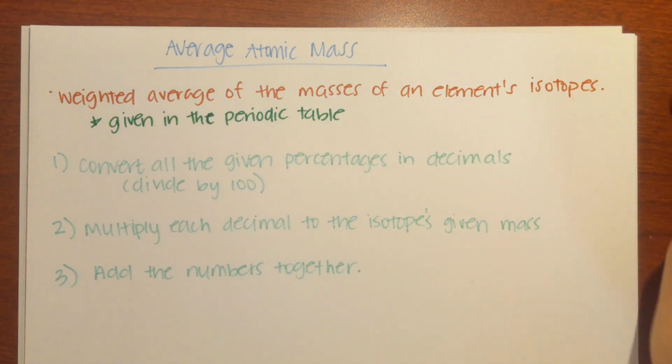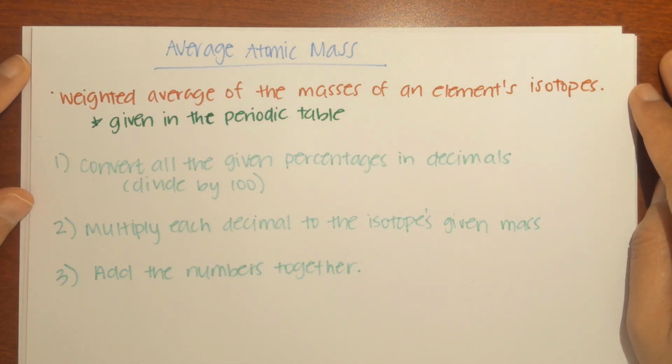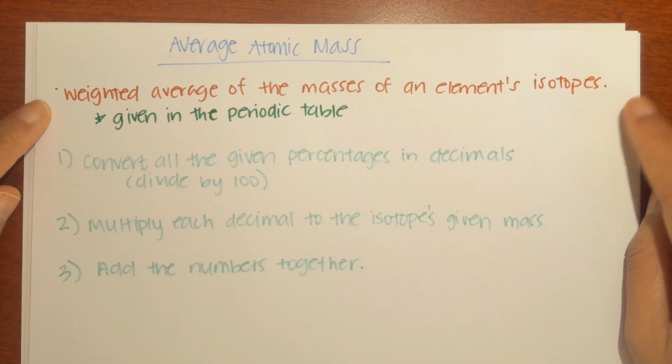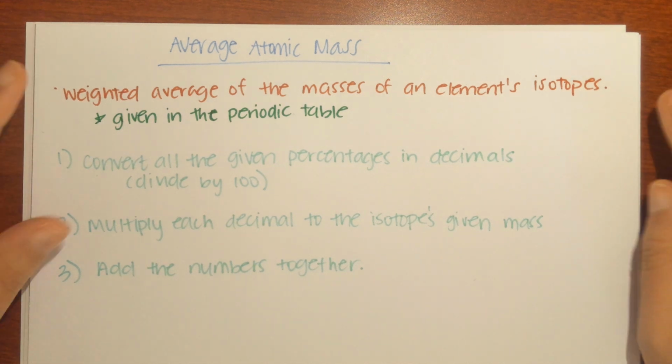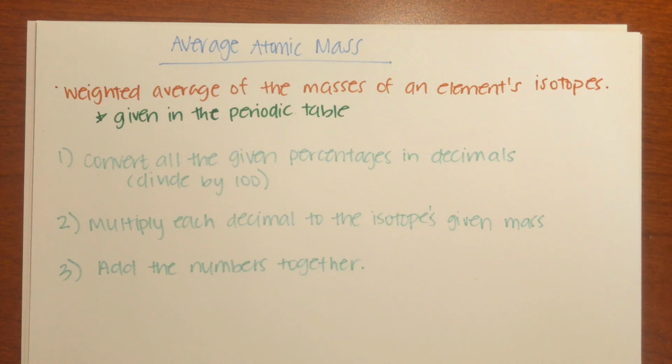So today I'll be going over how to calculate average atomic mass, and basically this is the mass number that you see in the periodic table. So I've already written the definition of what is average atomic mass. It's in the name, average. It's the weighted average of all the masses of an element's isotopes.